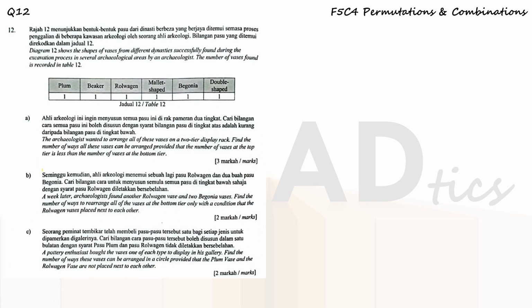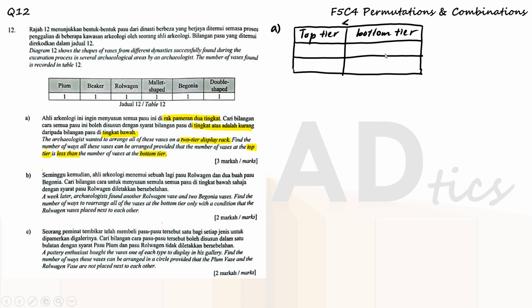Alright, so for question 12, it comes from the chapter Permutations and Combinations. In this case we have 6 types of faces, and for part A we need to arrange these faces into a 2-tier display, right? There is a condition whereby the number of faces on the top tier must be less than the bottom tier. Okay, so let's list out the possibilities that this will happen.